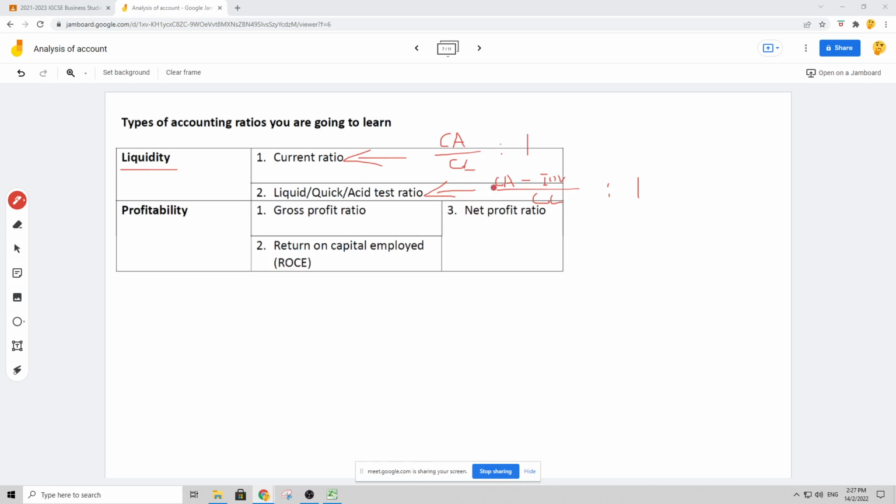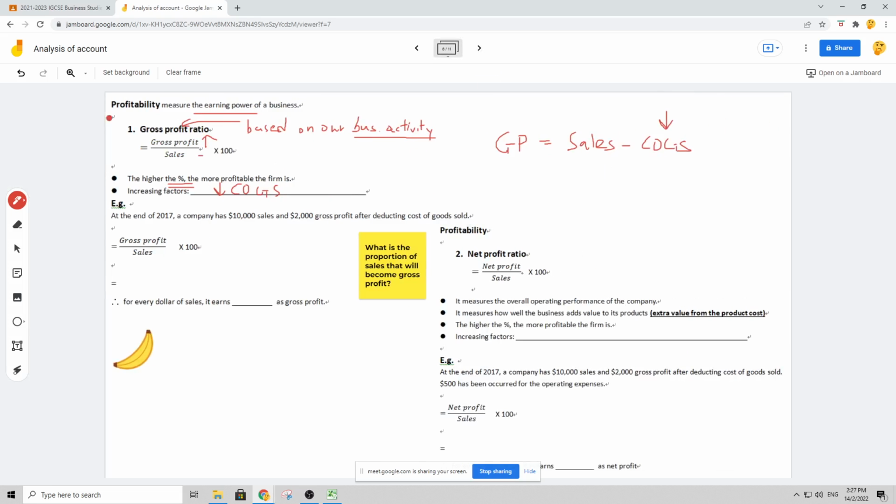So that's pretty much what we have learned so far, and now we are going back to the next part about profitability. I think we just started profitability, and for the first item here, we talk about the gross profit ratio.